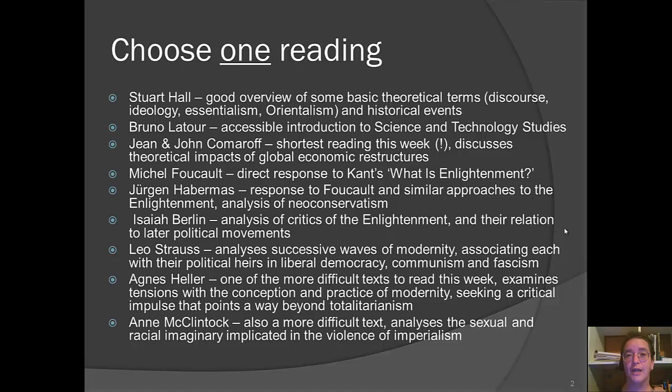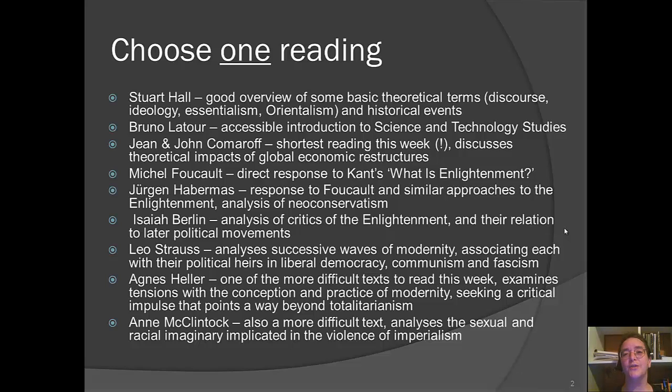Most of the things that we're looking at this week are either representatives of the Enlightenment or people who are grappling with the idea of Enlightenment, but who sort of want to inherit it. Isaiah Berlin gives us an analysis of movements that are critical of the Enlightenment, that are opposed to it, and analyzes their relationship to later political movements. He's particularly concerned with what are the theoretical strands that wind up assisting or promoting or paving the way for movements such as fascism.